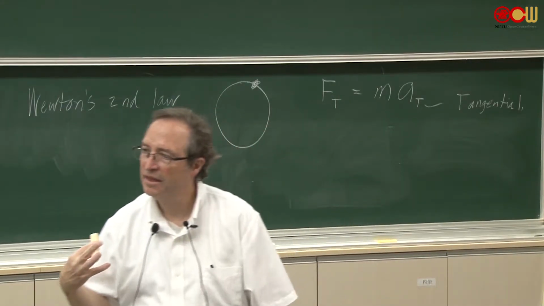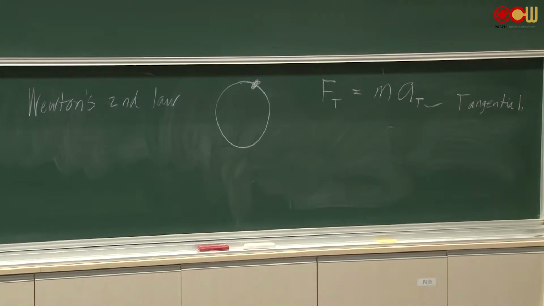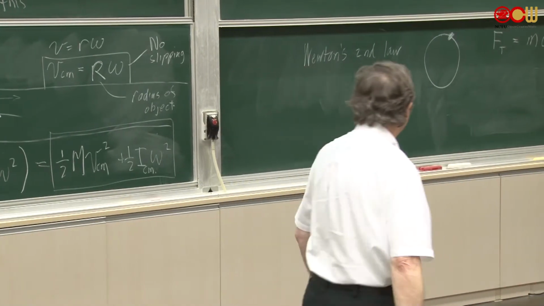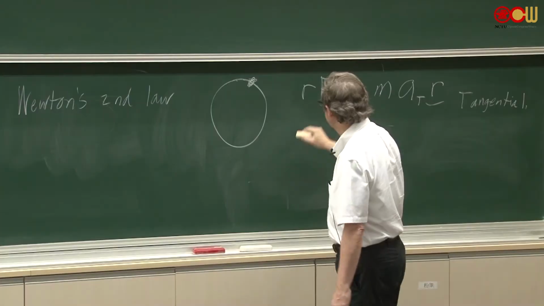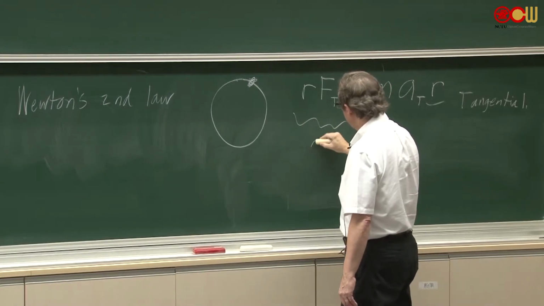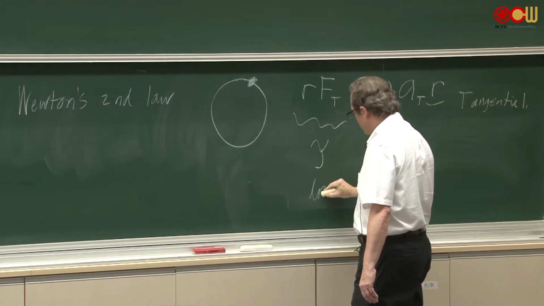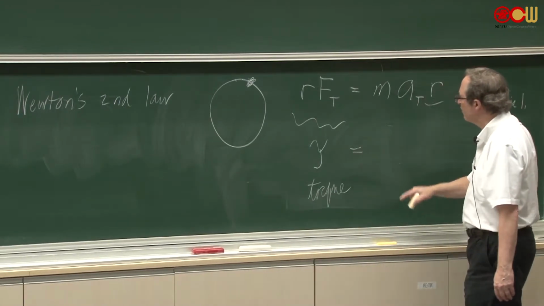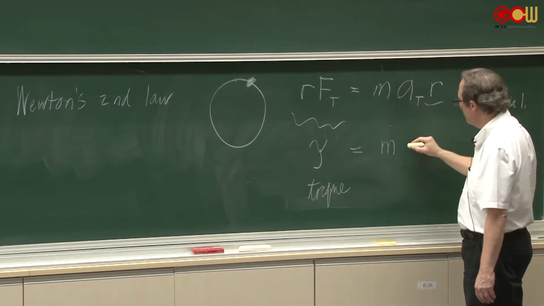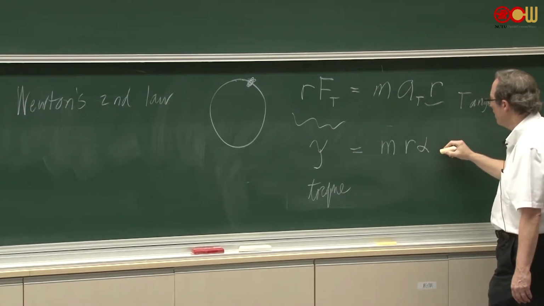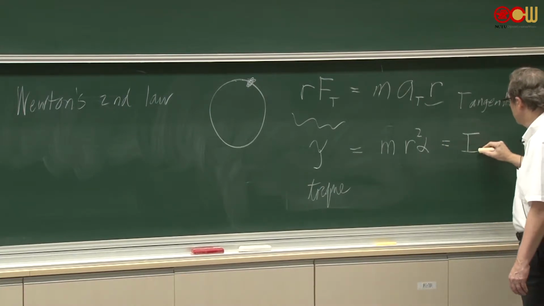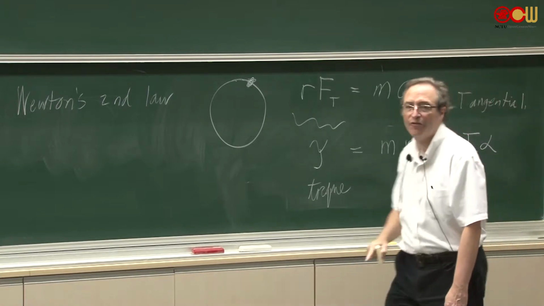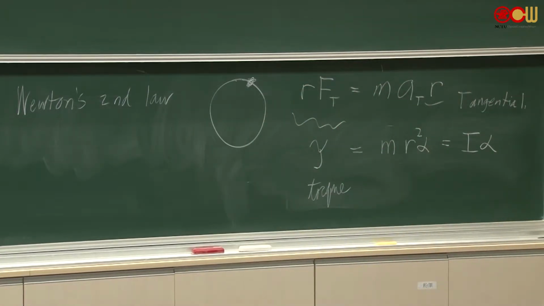Now it seems like I get more bang for my buck if the distance is further. So I'm going to multiply both sides by r. And this thing we're going to call tau. It's called the torque. And then I want to use angular quantities. So a is r alpha. And then I have another r, so I have r squared alpha. And notice this is the moment of inertia for a single particle.